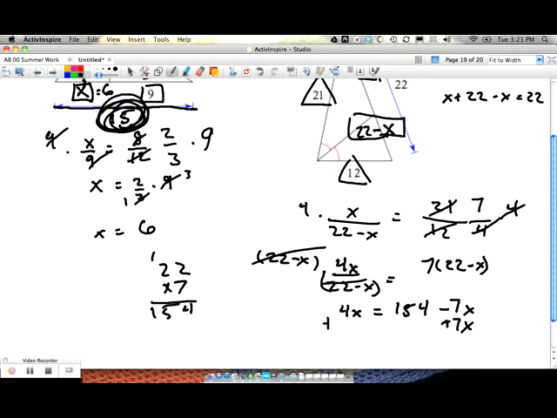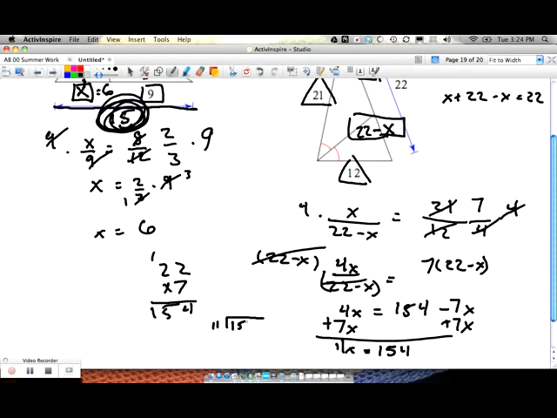Okay, well then I'm going to add 7x to both sides. That gives me 11x equals 154. Let's see, how many times does 11 go into 154? It goes in for sure at least 11 times, and then 4 more. So that would be 15. Is that right? 15 times 11. 10 times 15 would be 150. We had another one in there. It should be 155. So that's not going to work.